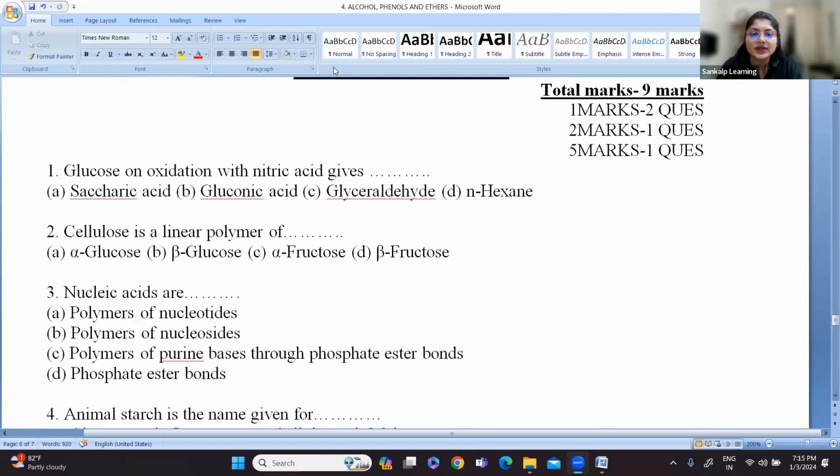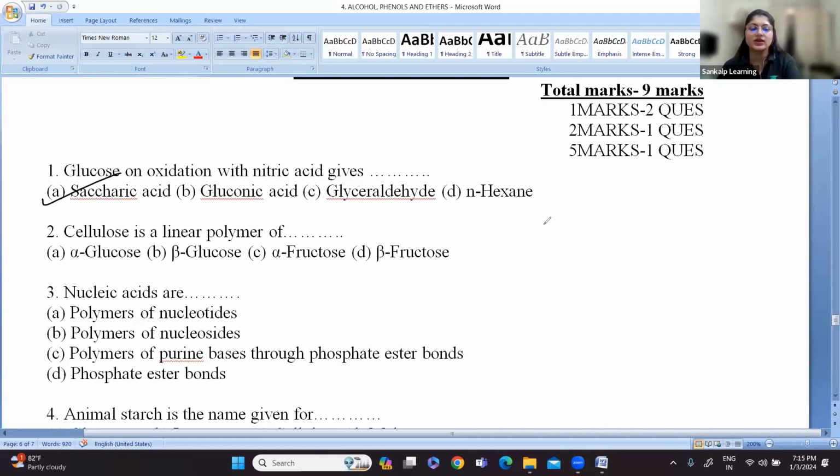Okay. Vedvati has answered it as A, saccharic acid. What about others? What will glucose give on oxidation with nitric acid? Swati has also answered it as A. Yes, A is the right answer. Others also please answer. So A, saccharic acid.